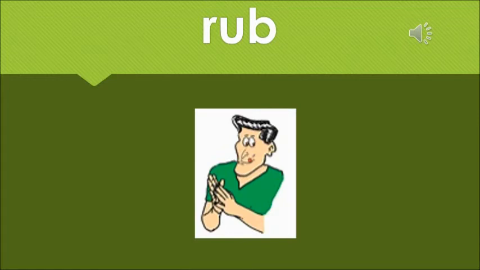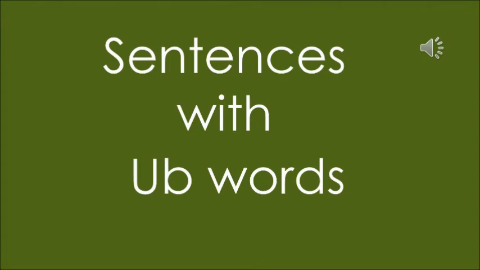Can you see this particular person? He's rubbing, moving his hand forth and back. Yes, this movement is called rub. In the meaning of ab words, now we'll see how these words can be used in a sentence.